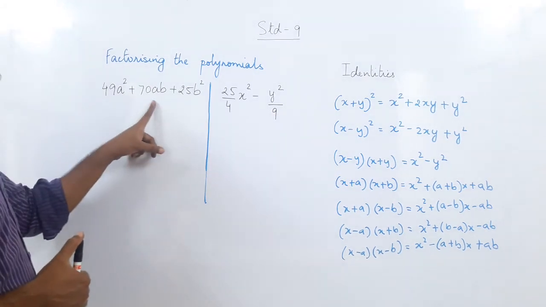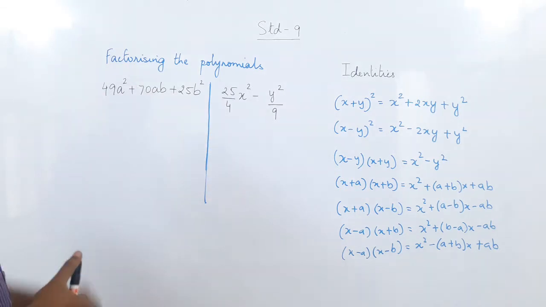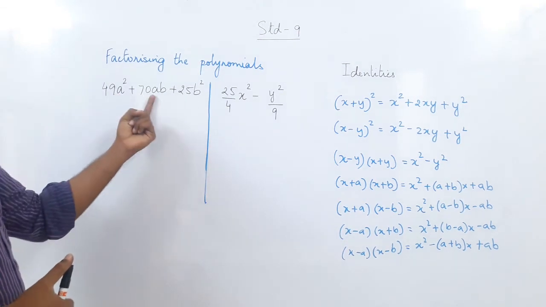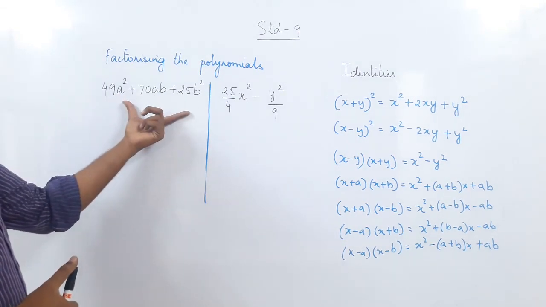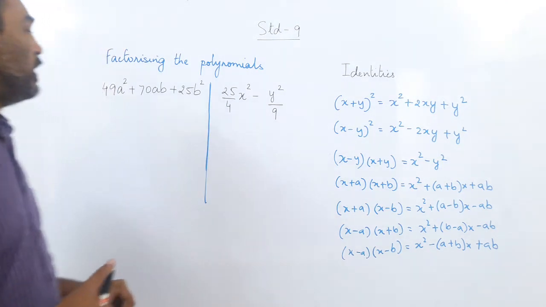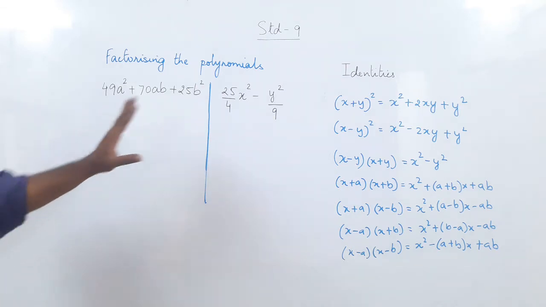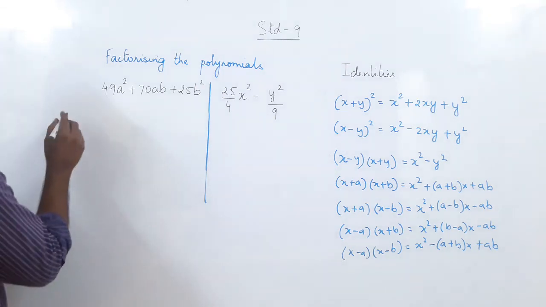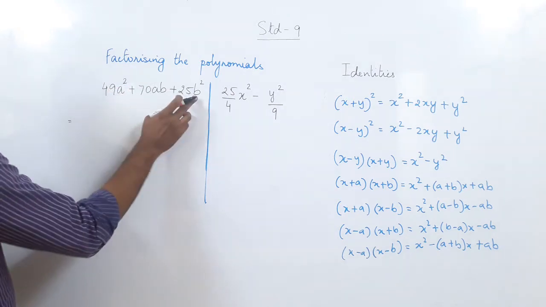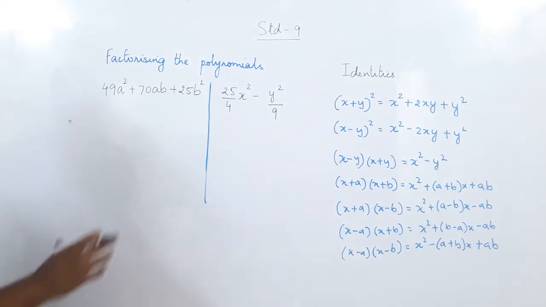49a square plus 70ab plus 25b square. These are two separate sums, so you have to factorize them. Now here you can see a square and b square and ab. So this is a sum in two variables. Here you also got x and y, a sum in two variables, but still we can always find the factors. Now we'll try to match an identity. So what is the first thing you see? The part which is the square. You can see this a square and b square. Find out whether these numbers are perfect squares.